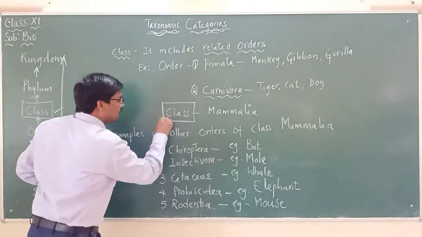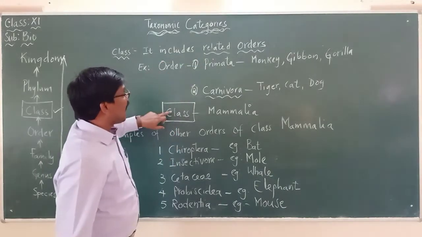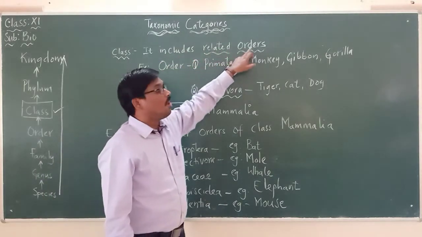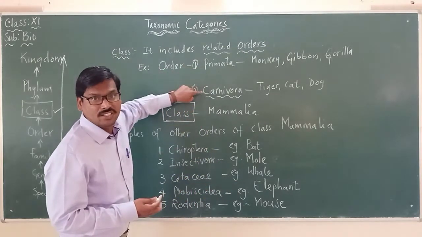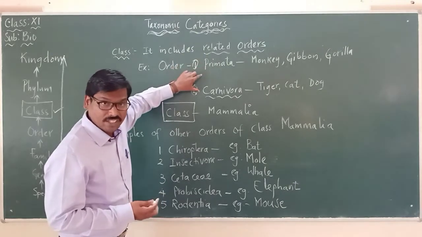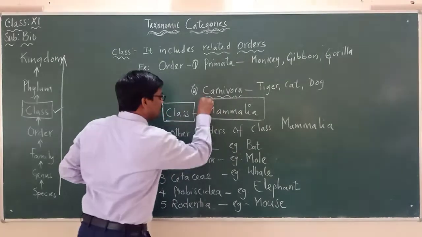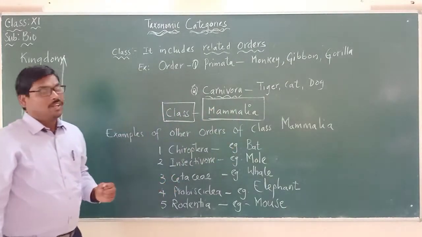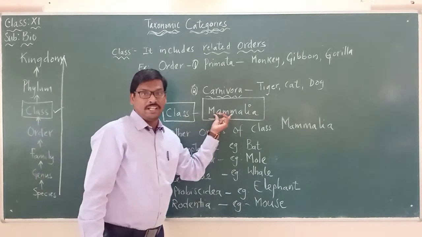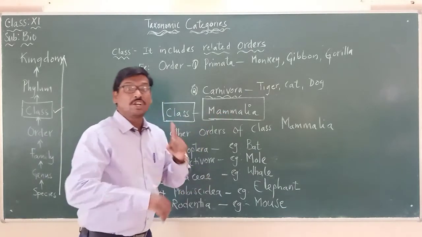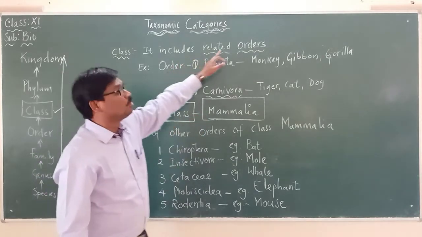So what did we say? Class includes related orders. Here are two related orders which are placed in the class called Mammaliae. We have to remember there is a class named Mammaliae, and in Mammaliae, orders are placed. So class is nothing but it includes related orders.